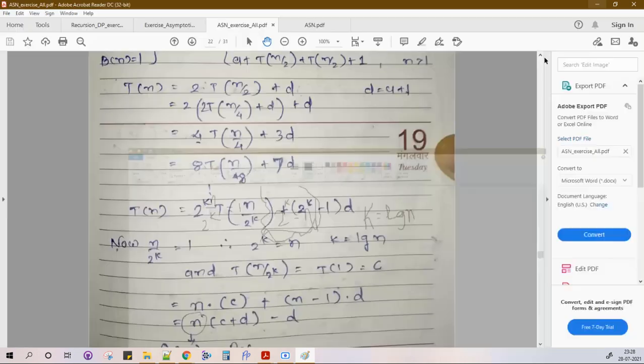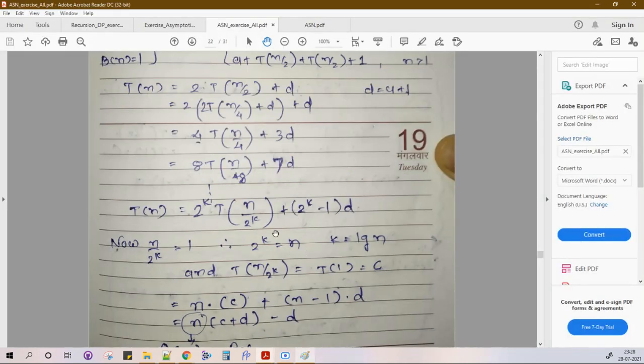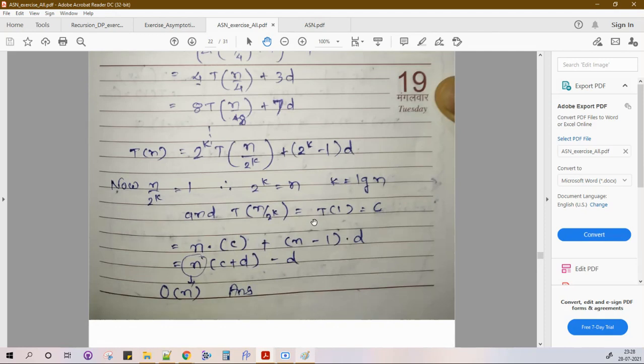So now how will it help? I know 2 raised to k equals n, so I can put 2 raised to k equal to n directly here. Actually, we have taken n divided by 2 raised to k equal to 1, so this is trivial. But at this part, 2 raised to k, I can put n directly. Don't put k equal to log n. 2 raised to log n is equal to n basically, but we know this information from the second step. So I can directly put n here: n multiplied by c plus (n minus 1) multiplied by d, right?